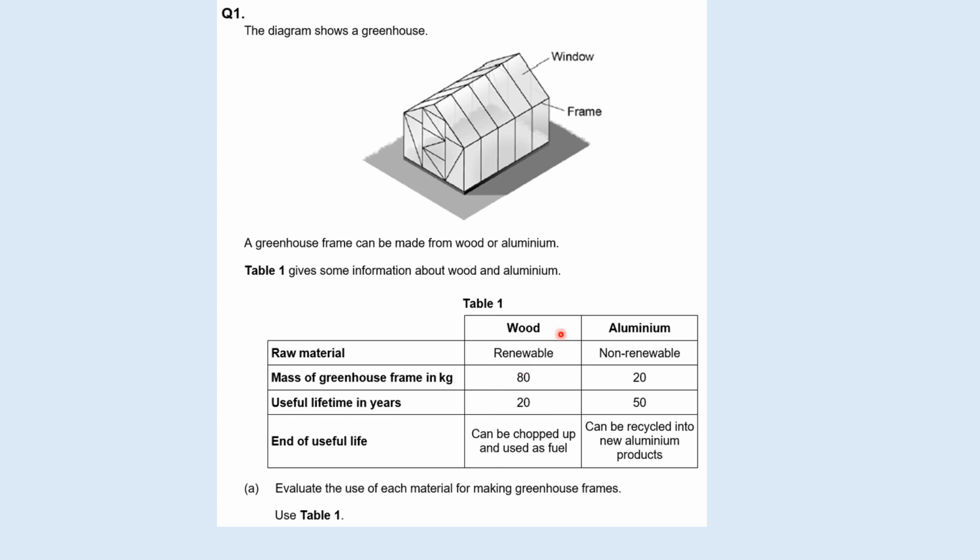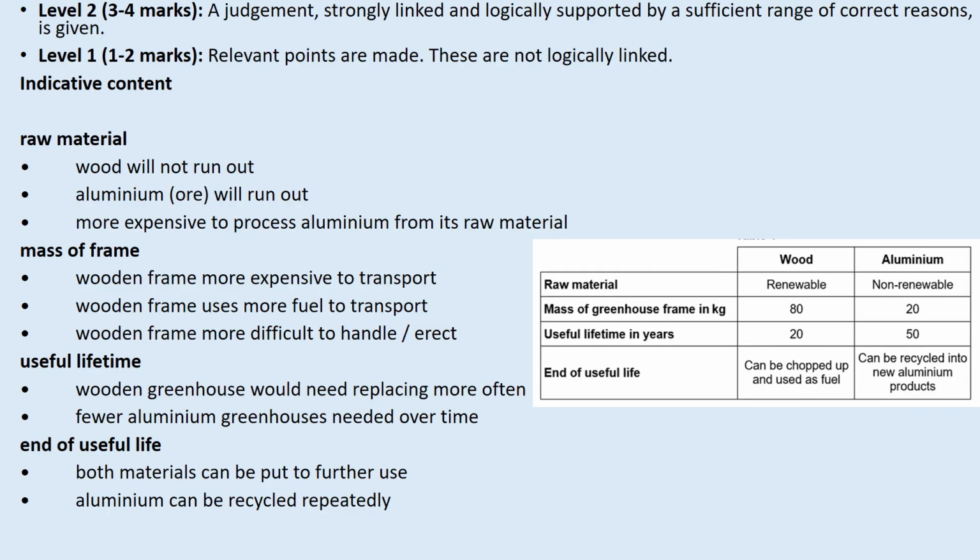Right, now I'm not going to bang on too much about this because I'm going to have a look at the mark scheme, and then you're going to have a go at one yourself. So the mark scheme is on the next slide. Right, so here we go. Look at the top here. To get the top level, this was out of 4, you need a judgment, so a conclusion or a judgment that is strongly linked and logically supported by a range of reasoning. And then, of course, you can get lower marks than that. We don't want lower marks than that.